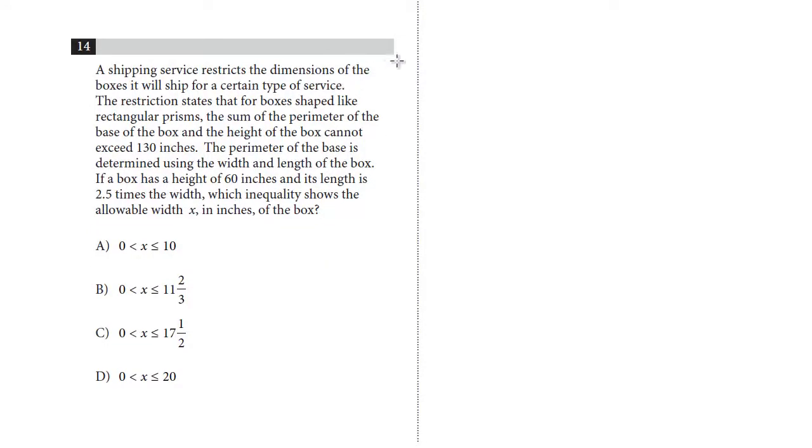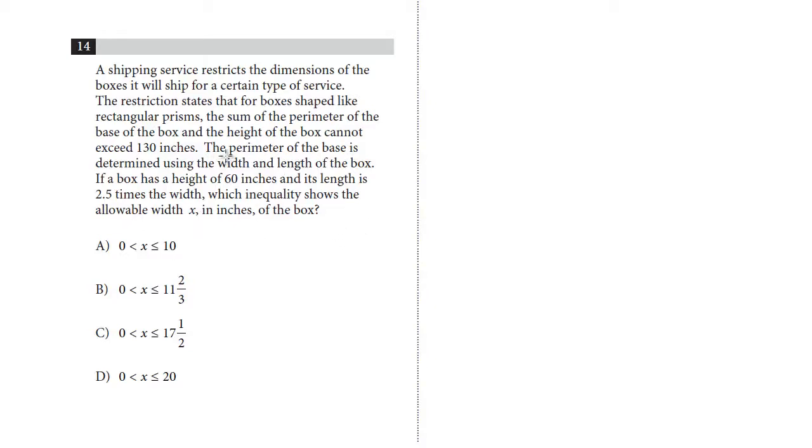A shipping service restricts the dimensions of the boxes it will ship for a certain type of service. The restriction states that for boxes shaped like rectangular prisms, the sum of the perimeter of the base of the box and the height of the box cannot exceed 130 inches. The perimeter of the base is determined using the width and length of the box. If a box has a height of 60 inches and its length is 2.5 times the width, which inequality shows the allowable width, x, in inches of the box?